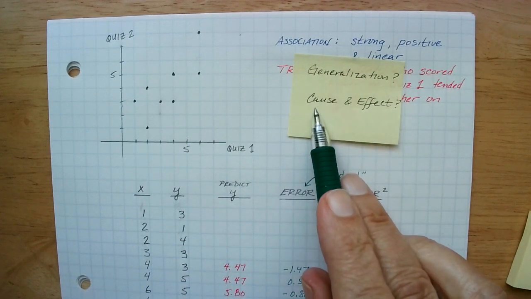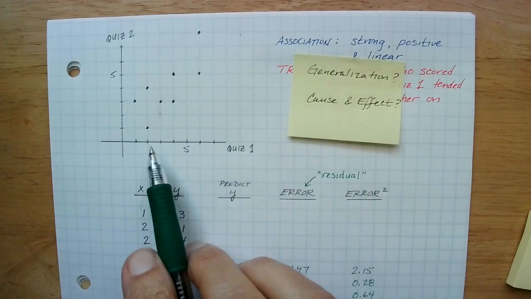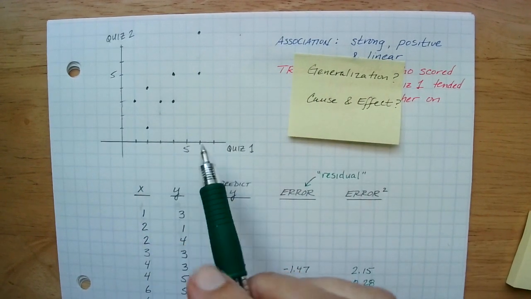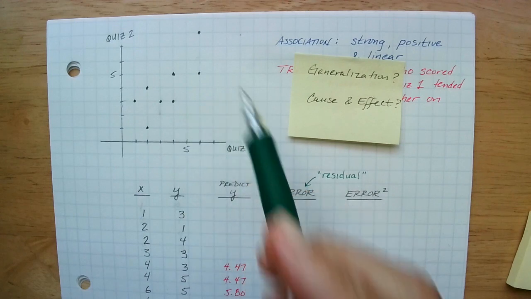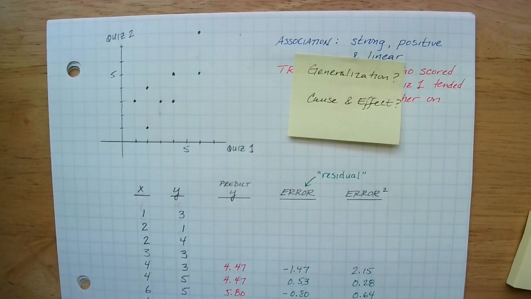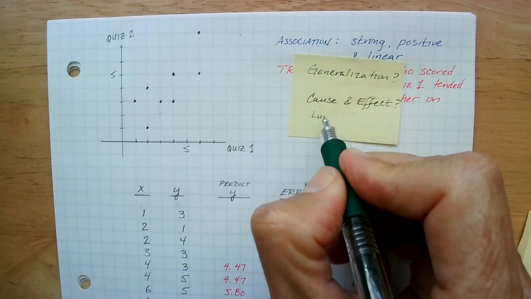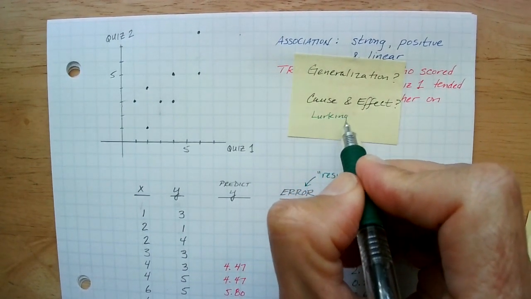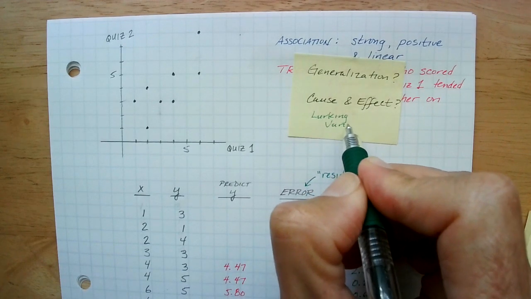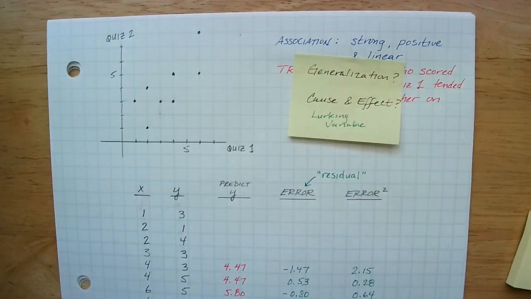The other thing is, is there cause and effect here? Does doing better on quiz 1, is that the cause or the reason why students did better on quiz number 2? And I would probably think no. I think there's a third variable. I think there's a lurking variable here, a lurking variable that's probably in control of both the quiz 1 and the quiz 2 variable.